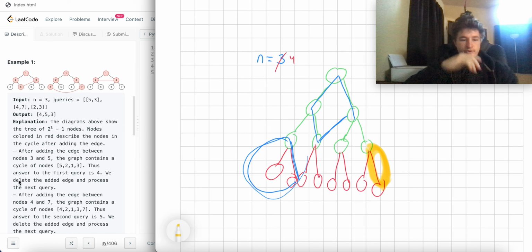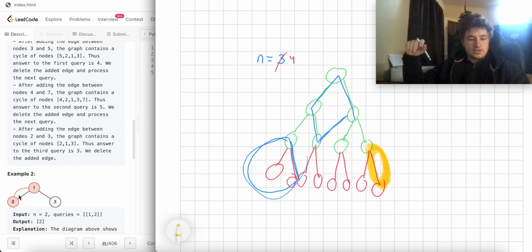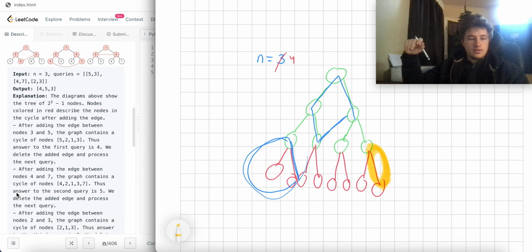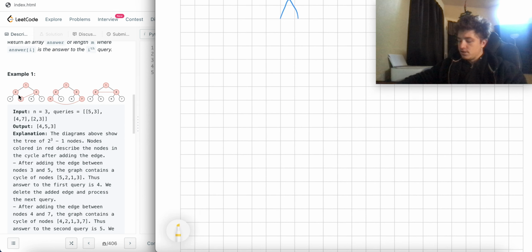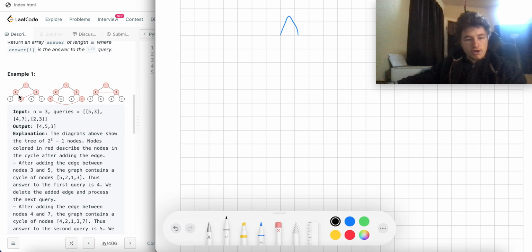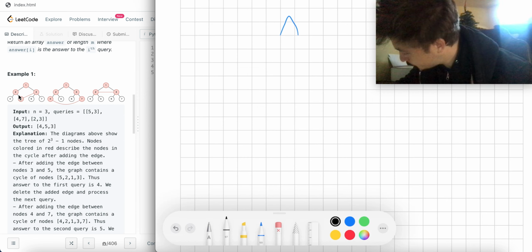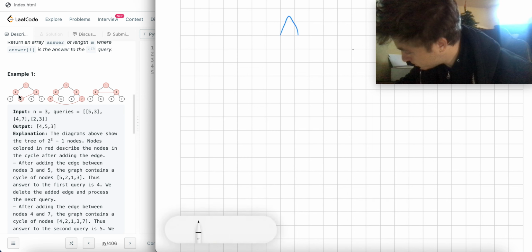So let's look at this first example. Is there another example? All right. Well, this is the idea of having two edges between two nodes, right? But let's not harbor too much on that. So let's look at this example here. We have n equals 3, so we've already drawn that tree out, but let's just draw it again because I guess we can make it a little bit more clear how it's supposed to look.